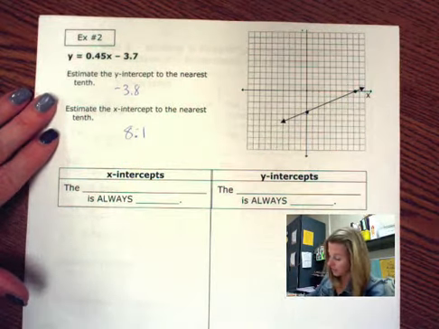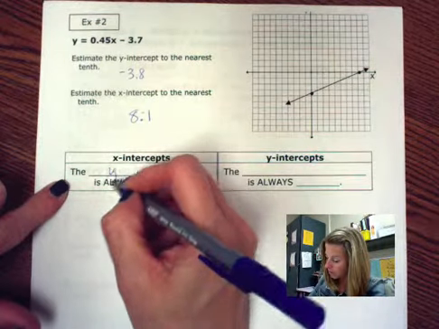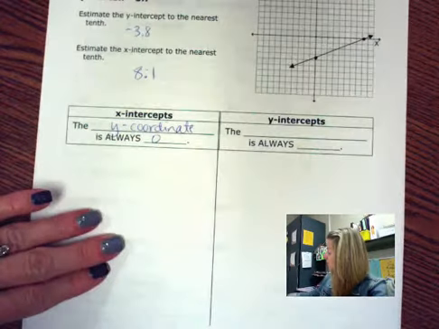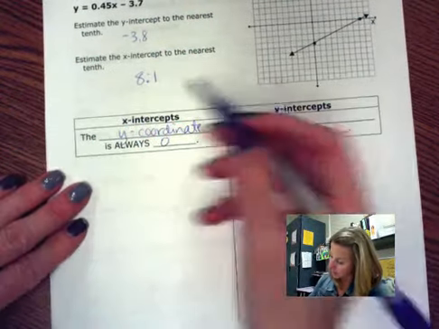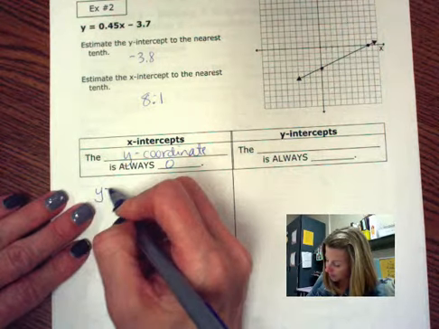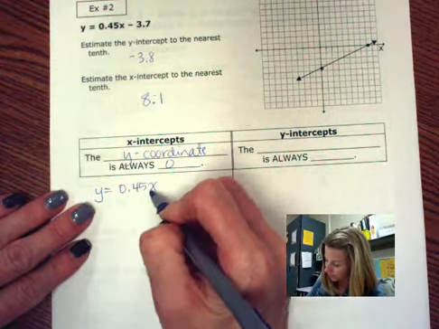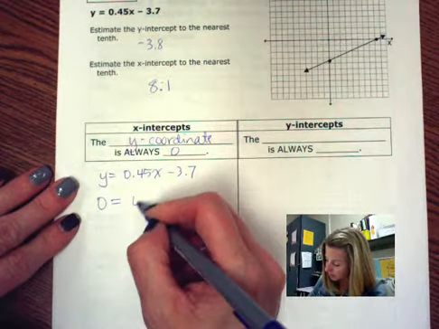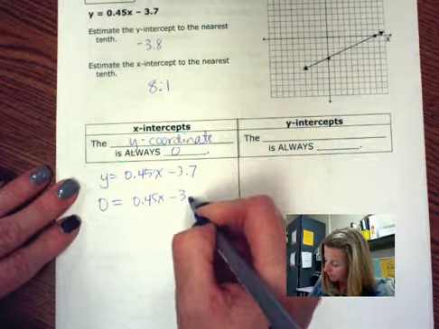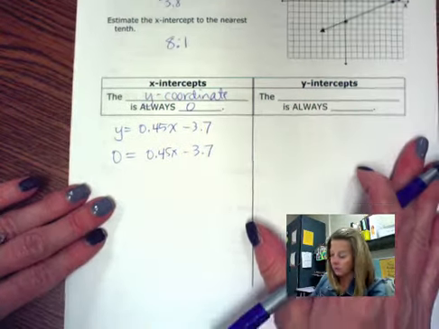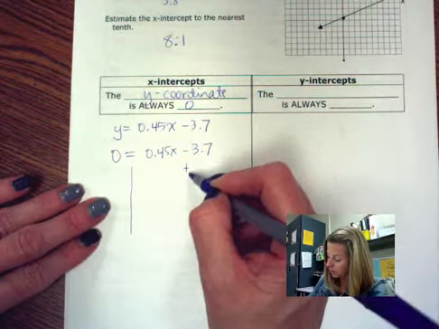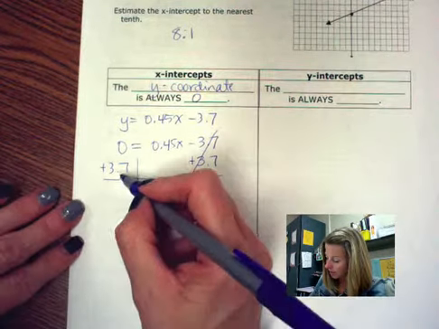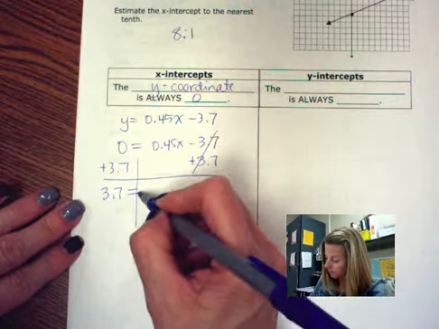For x-intercepts, the y-coordinate is always 0. So if my y-coordinate is always 0, I'm going to take my equation from above and recopy it: 0.45x minus 3.7. I'm going to substitute 0 for y, so 0 equals 0.45x minus 3.7. I'm going to undo my addition or subtraction first. So add 3.7 to both sides. I will get 3.7 over here.